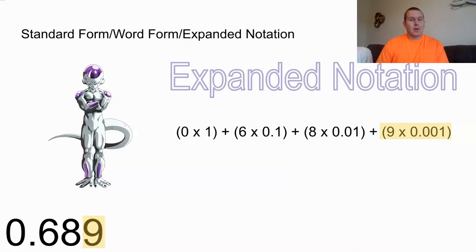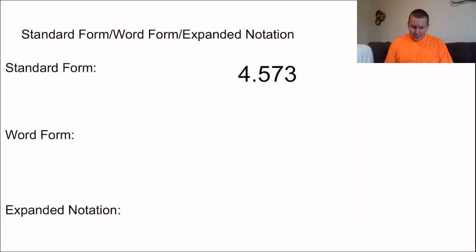So it's really important to be able to see a number in any of these forms or notations and be able to fluently go back and forth. So let's take a look at a couple examples and get some practice.